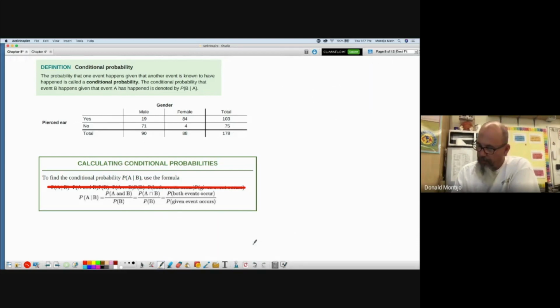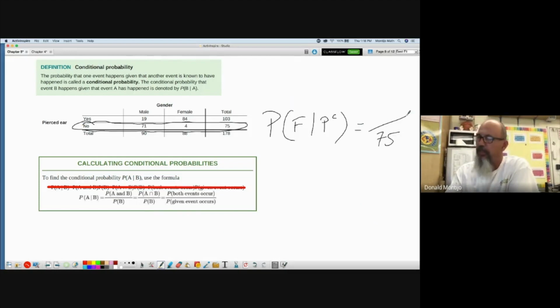So let's say I want to know the probability that I am a female given that my ear is not pierced. All right. Well, the probability that I'm a female given my ear is not pierced. So given is that I do not have a piercing. So I'm looking at this. How many individuals do not have piercings? Oh, 75. That's the given, the denominator. Of those 75 who do not have an ear piercing, how many of those are females? Oh, that's 4. So the probability I'm a female, given I do not have my ear pierced, is 4 out of 75.